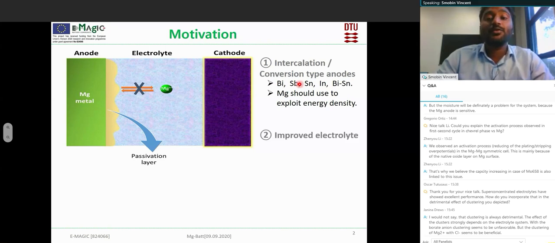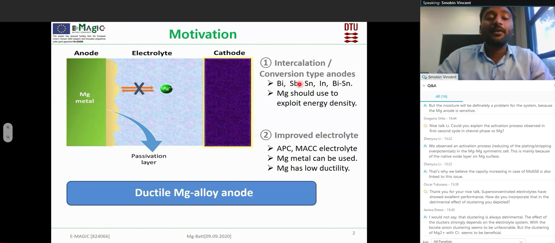The other solution is to use an improved electrolyte, that means the APC or MAC electrolytes. Then we can use magnesium metal. But then the problem is that magnesium has low ductility, since the hexagonal crystal system of magnesium is inherently brittle. So the solution is to use a ductile magnesium alloy anode. When I say ductile magnesium alloy anode, it refers to a low dopant concentration. The dopant concentration we add should be very low. Then only, as I said, can we completely exploit it in terms of energy density.